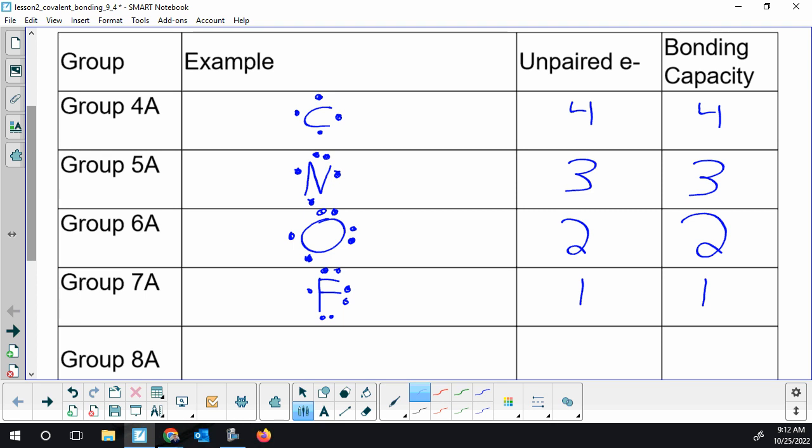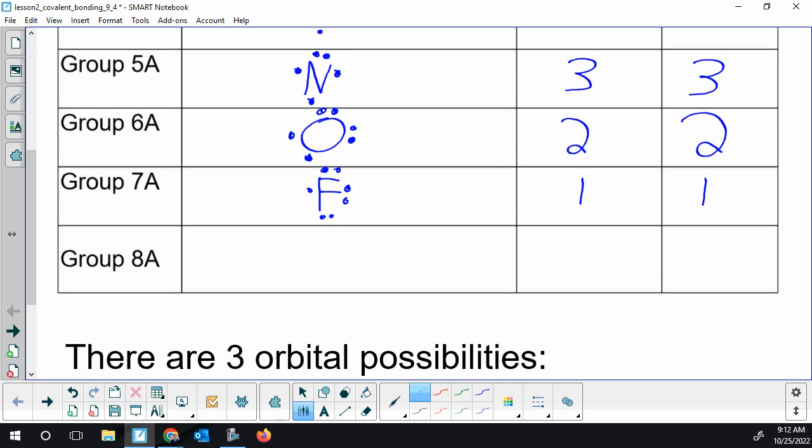Last group, 8A, neon. 1, 2, 3, 4, 5, 6, 7, 8. 8 electrons, no singles. So neon, using this Lewis theory, doesn't form any bonds.